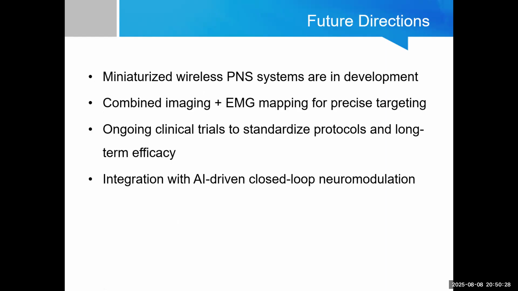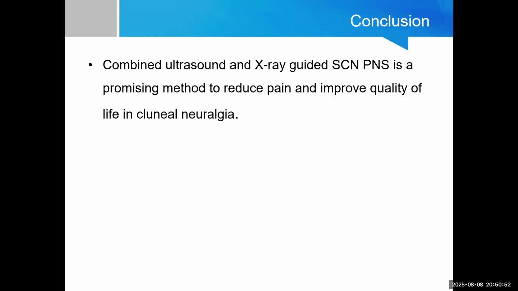So future directions to the study will be miniaturized wireless peripheral nervous system devices, which are coming up, combined imaging and EMG mapping for precise targeting, as we know that the nerves are so small and hard to localize. And there are ongoing clinical trials to standardize protocols and long-term efficacy. And we also can have AI-driven closed-loop neuromodulation now.